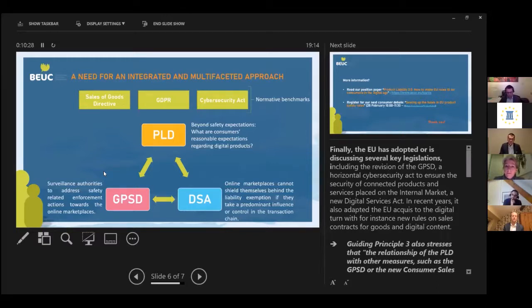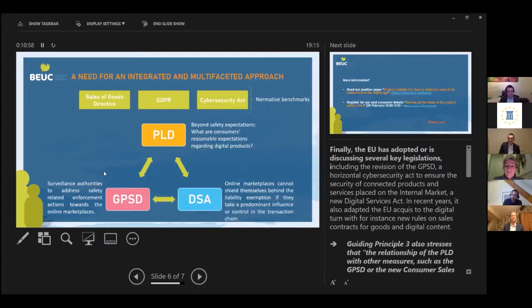And then the last point on the PLD is about the safety expectations and whether this concept should be extended to the consumer's rational expectation regarding digital products. And of course, it's extremely difficult then to define what these rational expectations are. Generally, when we talk about rational expectation, we look, for example, at the behavior of consumers regarding analog products. But here we're talking about products that are entirely new in the market.